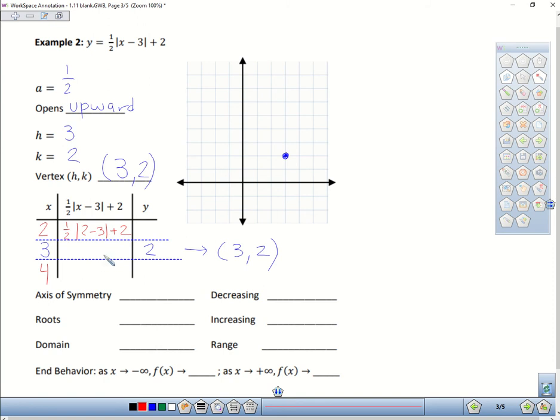2 minus 3 is negative 1. That becomes a positive 1. 1/2 plus 2 is 2.5. And over here I'm going to do the same thing. When I do the algebra, I end up with 2.5 as well. And you'll notice the symmetry once again. Now I'm going to plot these points. So this is 2, 2.5, and this is 4, 2.5.